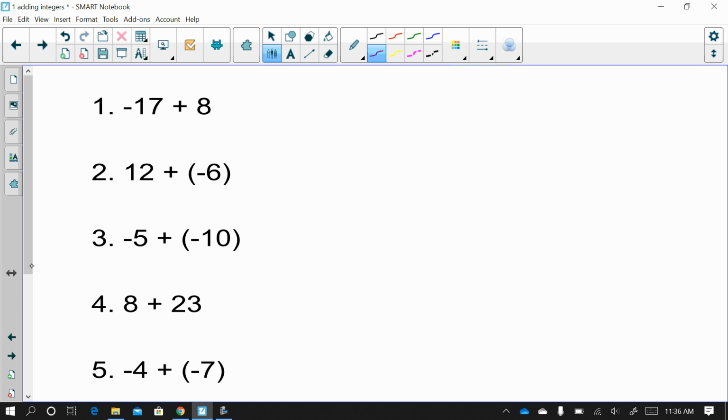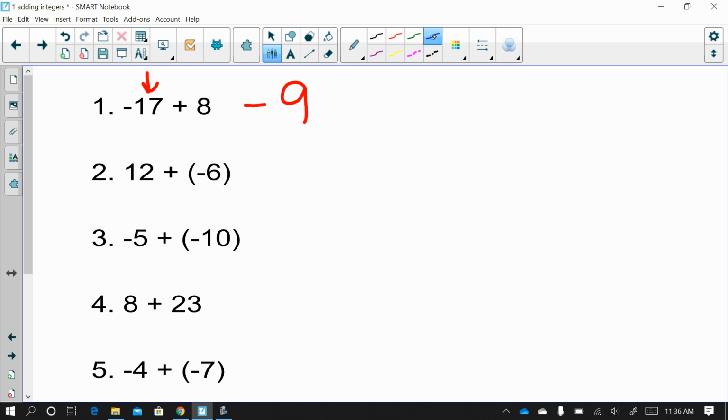Okay, so pause the video. I have 5 problems here for you to try. Okay, number 1, which one's bigger? First things first, are the signs the same or different? Signs are different here, so I go to the bigger one. That's the sign my answer is. So I know it's going to be negative. Since they're different, we just subtract. 17 minus 8 is 9. So negative 17 plus 8 is negative 9.